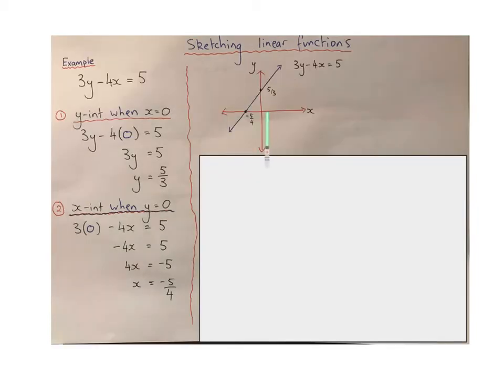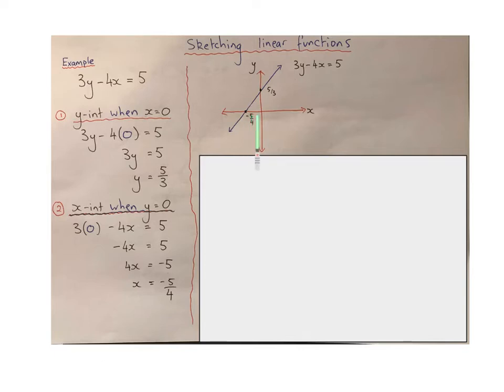Okay, so here I've completed my sketch of the equation. I see my x-intercept at minus 5/4 and my y-intercept at 5/3. So remember here, when we're completing a sketch, I'm not marking off my axes. I'm just doing a rough to scale sketch of the straight line.